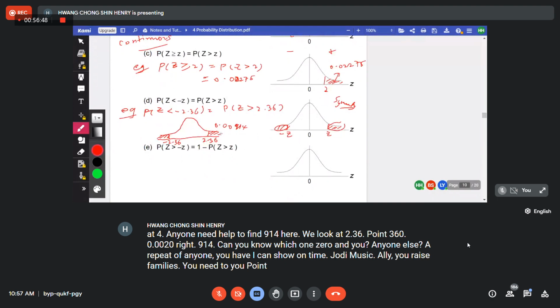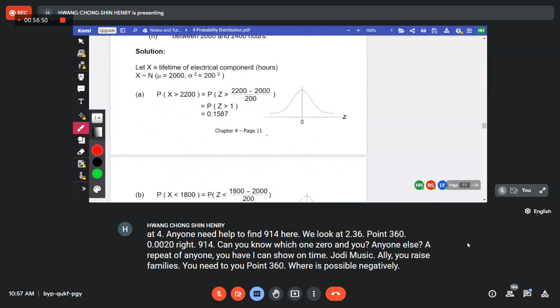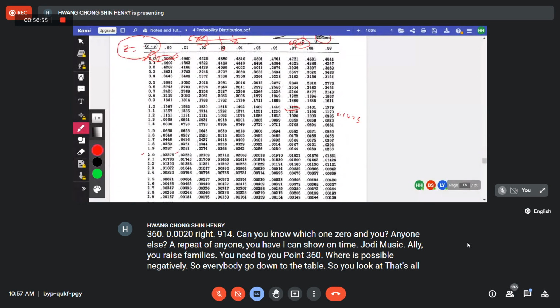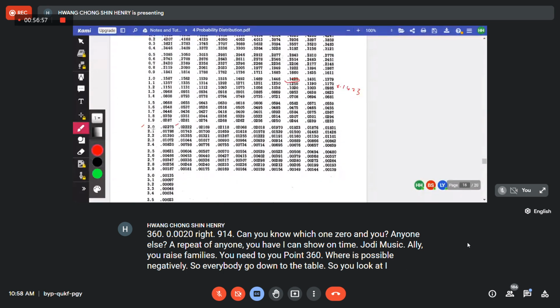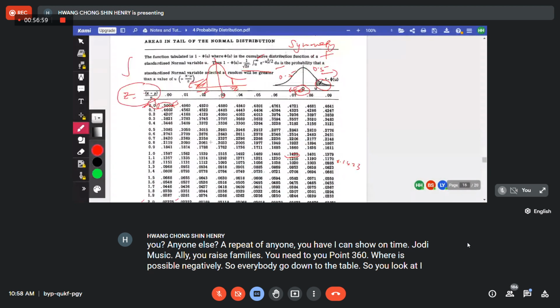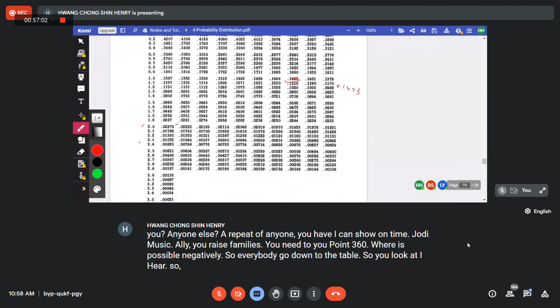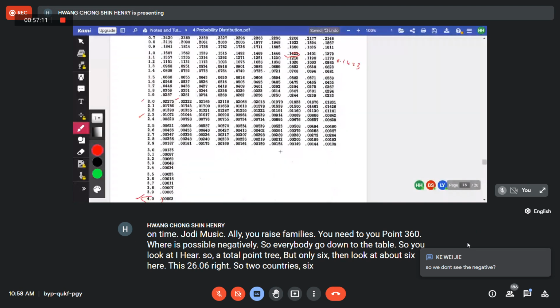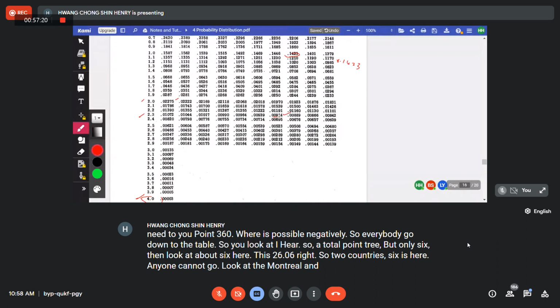2.36, whether positive or negative? So everybody go down to the table. You look at the z-score 2, and then 0.36. So you look at here, sorry, 2.3, then 2.36. Then you look at what? 6 here. So 2.36 is here, 0.0094. Anyone cannot follow? Look at 2.3 and 6.